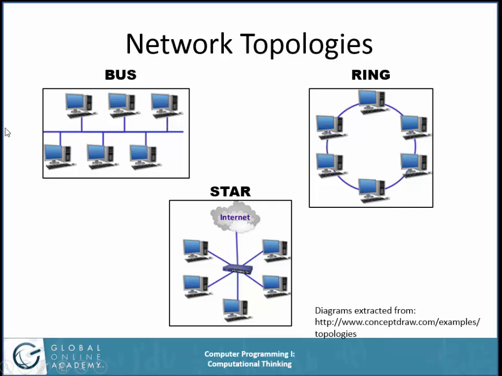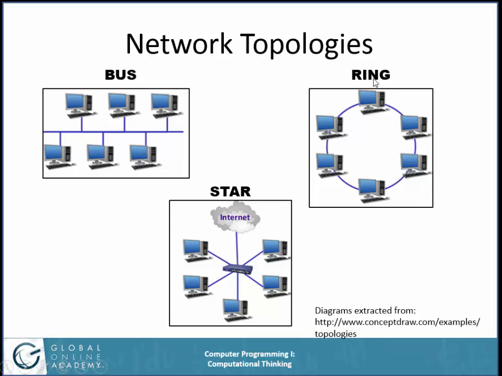Now, there's some problems with this. Suppose this wire right here had a break in it. You know, there was a problem with the wire. Then this computer could still talk to these 2, but couldn't talk to these other 3. And another problem was a lot of collisions of data along this main bus. Everybody's putting their data on the main wire. Maybe that's good, maybe it's not.